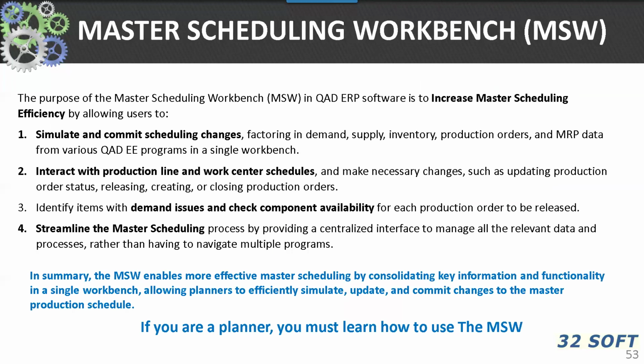As discussed earlier, in the late 2016 version of QAD, production orders were introduced as an alternative to work orders, advanced schedule, and Kanban flow scheduling. At that time, they also introduced 22.20.1 master scheduling workbench. This workbench is intended to increase master scheduling efficiency by allowing users to simulate and commit schedule changes, and interact with production lines and work centers. You can set up a PFEP, a plan for every part, and it streamlines the master production schedule.